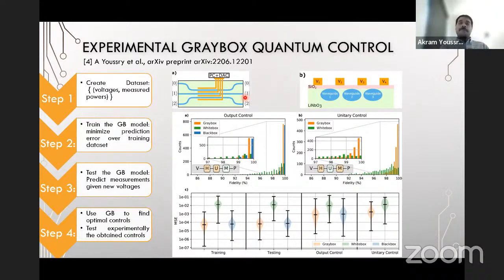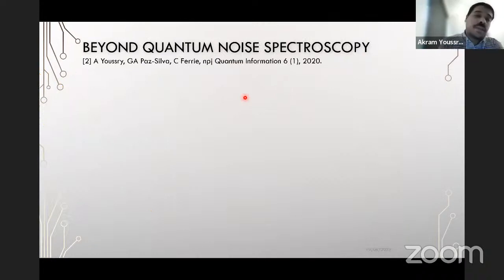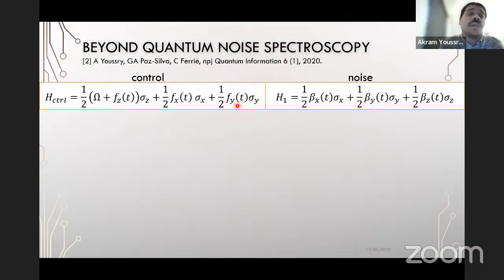Okay. So the next project we looked into is how to extend this to open quantum systems when you have noise. So the evolution is no longer unitary. It's just described by a CPTP map, a channel.